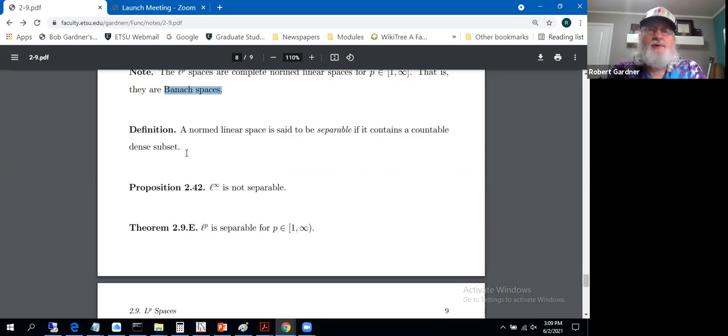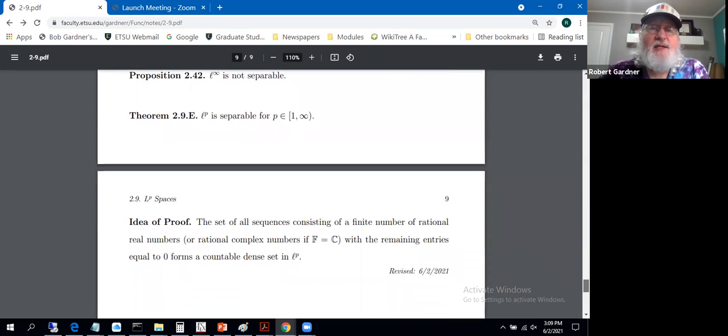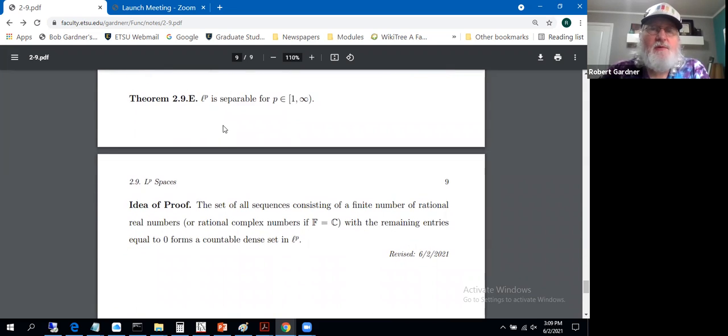Okay, the real numbers form a one-dimensional separable normed linear space because the rational numbers are countable and they're a dense subset. Claim here is L infinity is not separable, proposition 2.42, but LP, little LP, is separable for all other admissible values of p, for p between 1 and infinity, excluding infinity. Idea of a proof on this little theorem here, so we can talk proofs, but I think I can talk you through this.